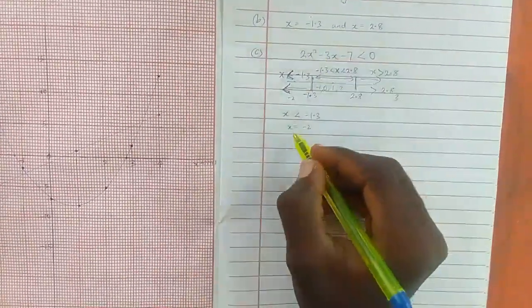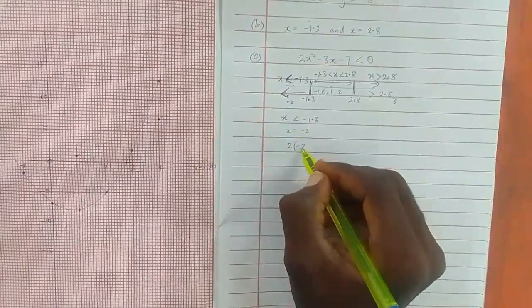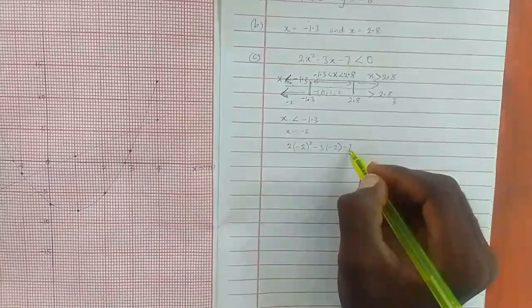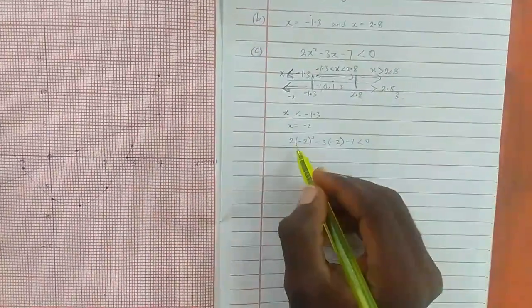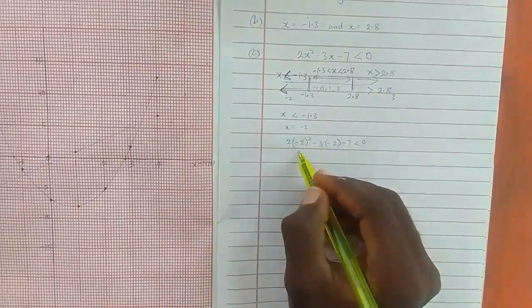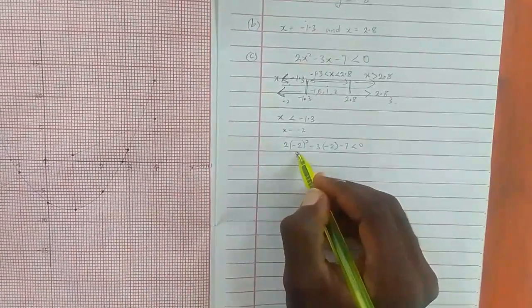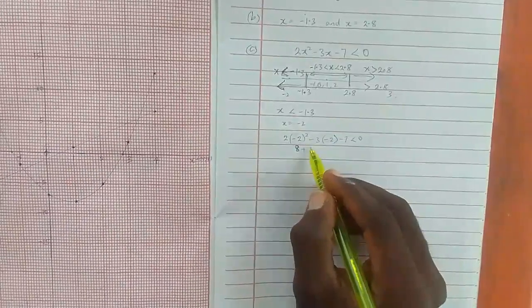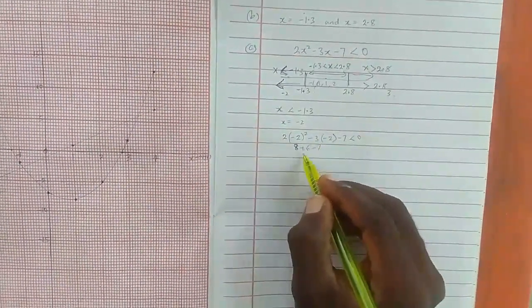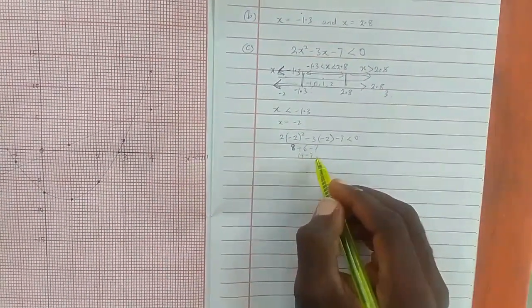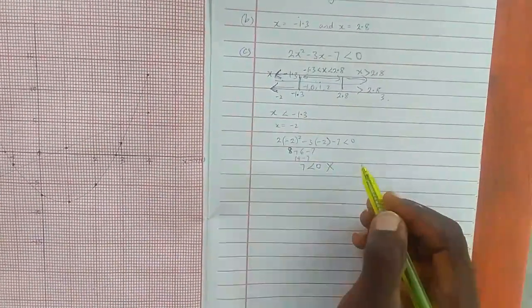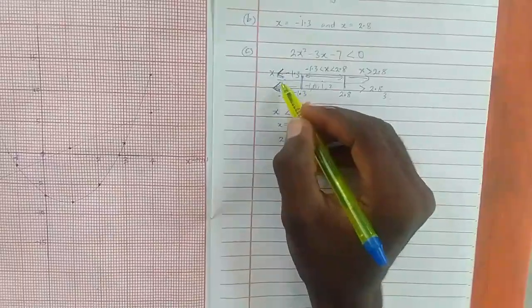If we put minus 2 here, that becomes 2 into minus 2 squared minus 3 into minus 2 minus 7. Is it less than 0? Minus 2 squared will give us 4. 2 times 4 is 8. Minus times minus, plus 3 times 2, 6. Then minus 7. This is 14 minus 7, which is 7. Is 7 less than 0? No, that means this region does not satisfy it.